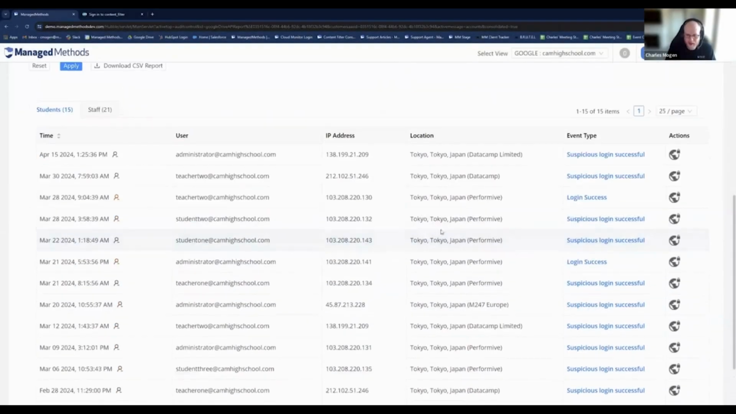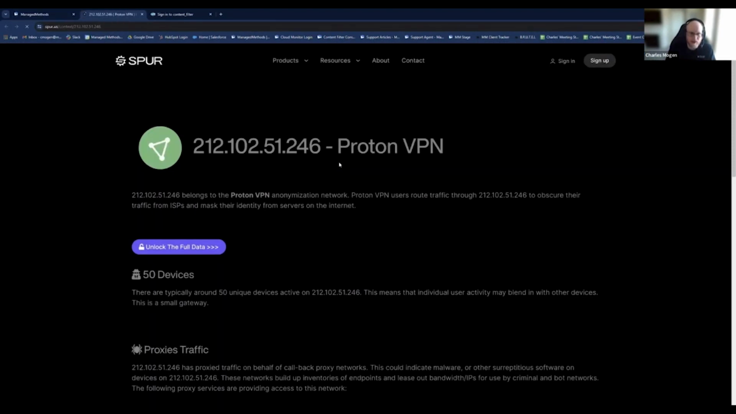I picked Japan here because this is login events that I've generated, so I know what it's going to pull back here. But this is an integration we have with a service called Spur. So this will look to see if this is part of any publicly known VPNs or proxies or things like that. So this is a common thing and gives some insight into, okay, what VPNs are the students using? Are they using Proton VPN, Easy VPN?